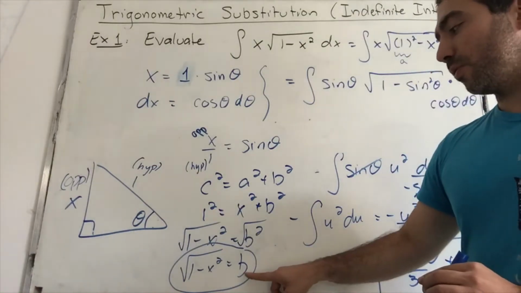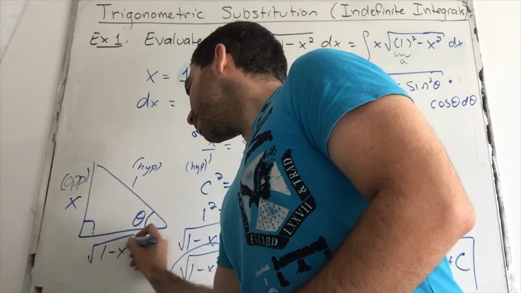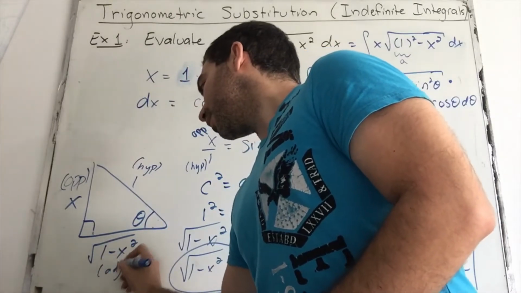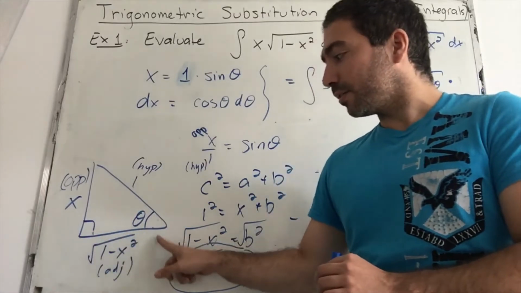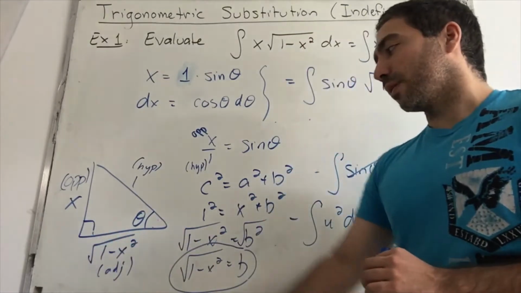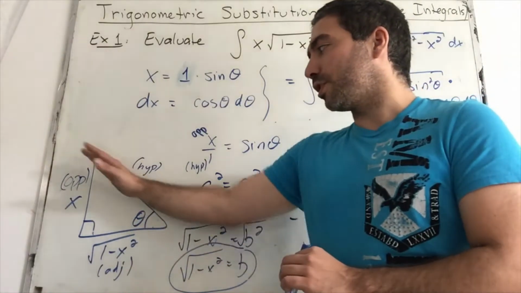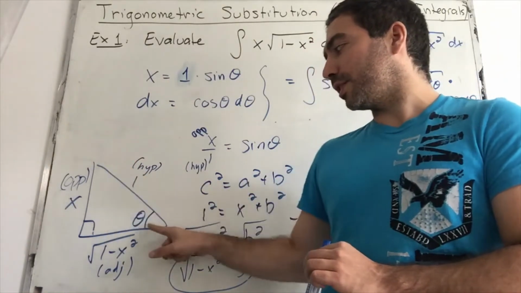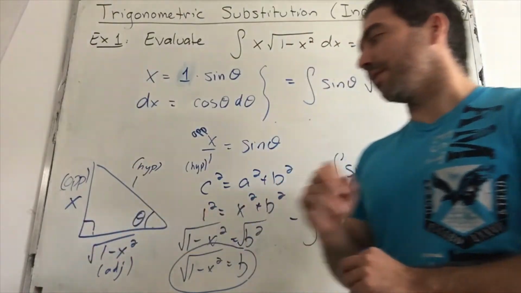Okay. So the missing side here is the square root of 1 minus x squared. This is the adjacent side. Adjacent meaning touching the angle. So the adjacent is reserved for the side that's touching the angle, which is not the hypotenuse. The hypotenuse is touching this angle as well, but this is always the hypotenuse because it's across from the 90 degrees.